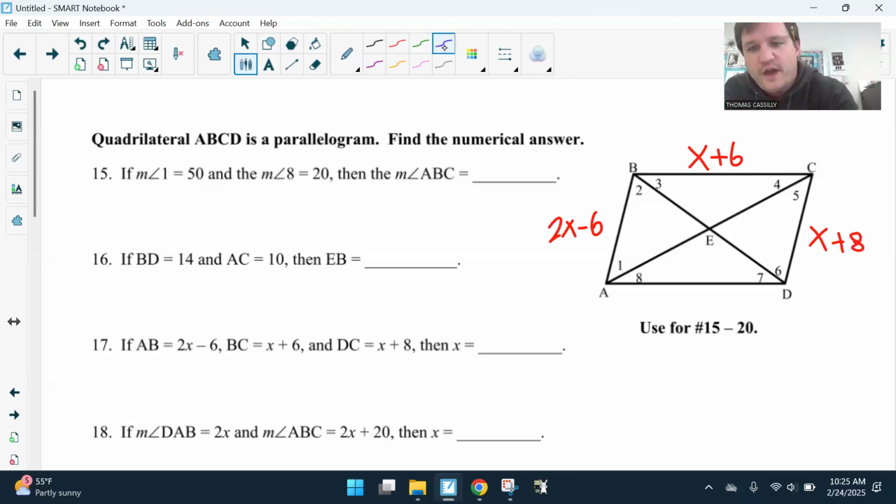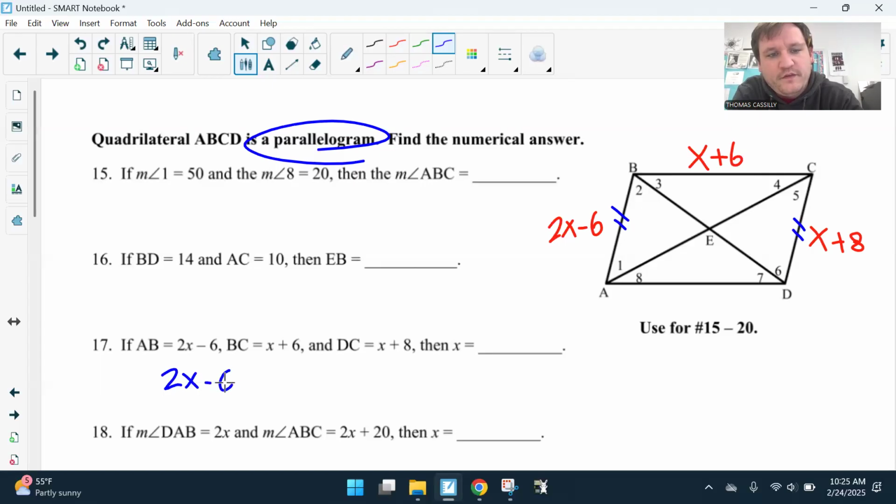Well, again, we know the opposite sides in a parallelogram are congruent. What does congruent mean? That means they're equal, right? That means they have the same length. So I'm just going to say 2x minus 6 equals x plus 8. Solve for x. Subtract the x over, add the 6 over. We're going to have x equals 14.